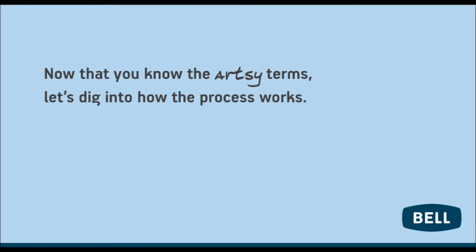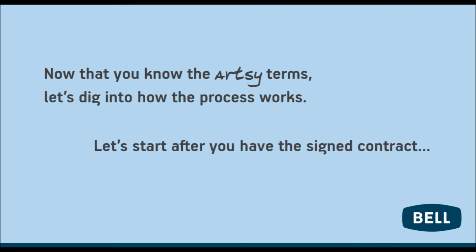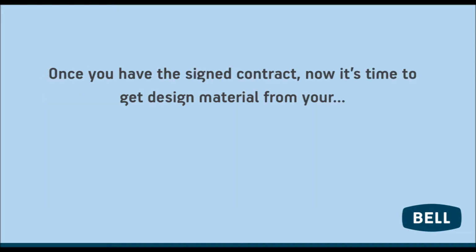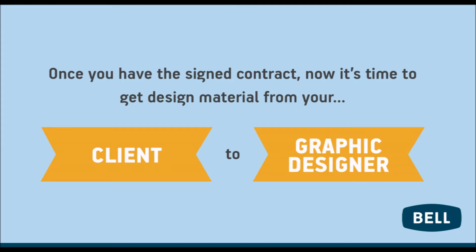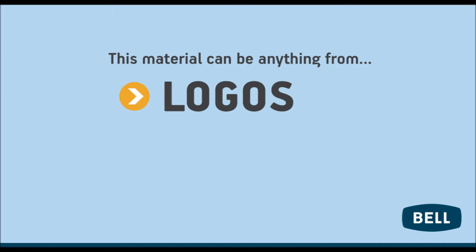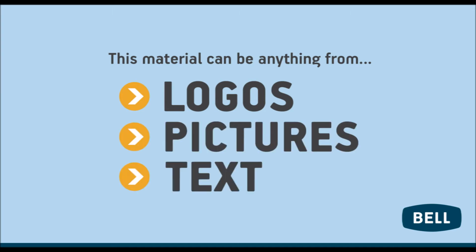Now that you know the artsy terms, let's dig into how the process works. Let's start after you have the signed contract. Once you have the signed contract, now it's time to get design material from your client to your local graphic designer. This material can be anything from logos, pictures, text, etc.